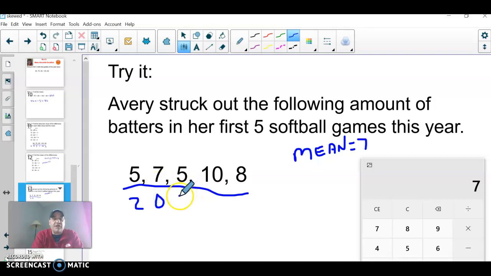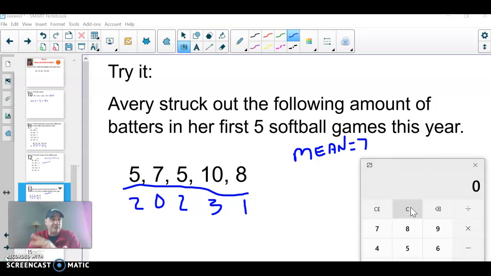How far is 7 from 5? Oh, that's 2. How far is 7 from 10? That's 3. How far is 7 from 8? That's 1. So I have a new set of numbers. Okay, that's step 2 I just did.